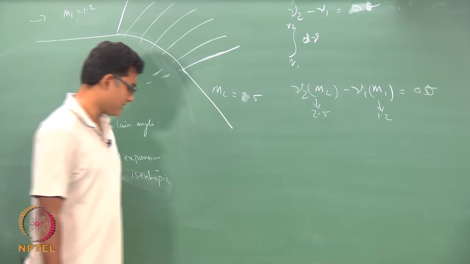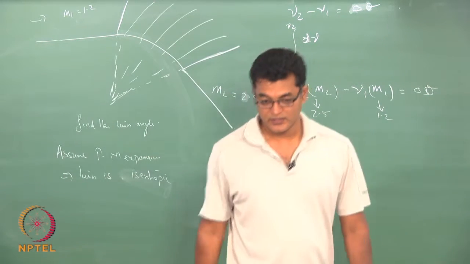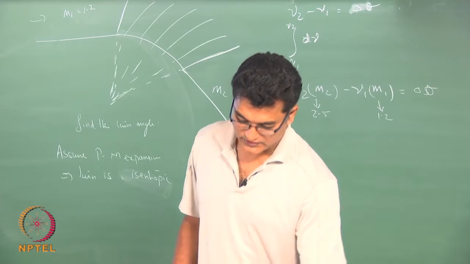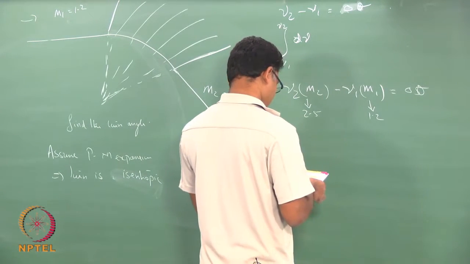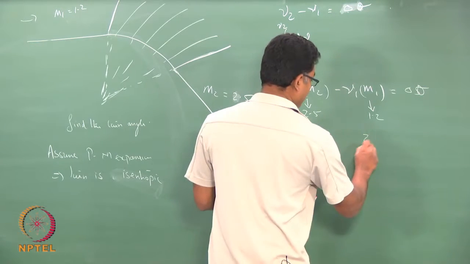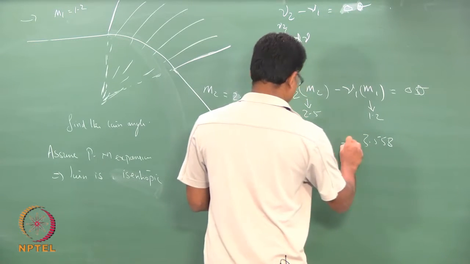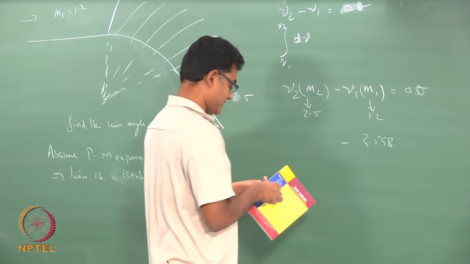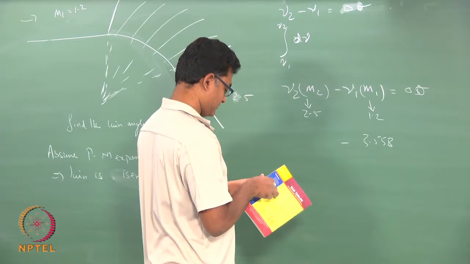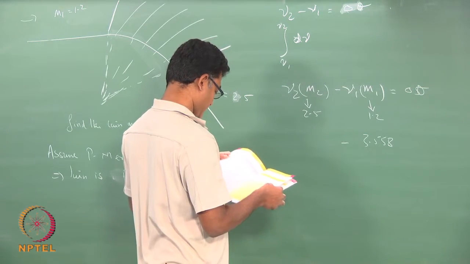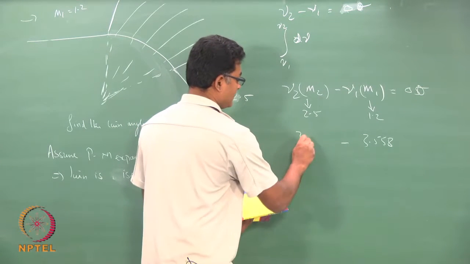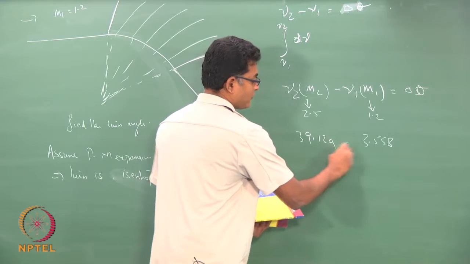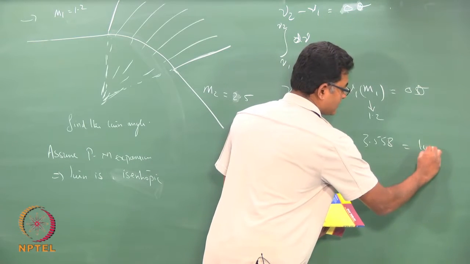Okay. So, it is a pretty straightforward question. All you need to do is take that quantity. 1.2 is something which we had just now seen to be 3.558, minus 2.5's value, and 39.124 is my turn angle.